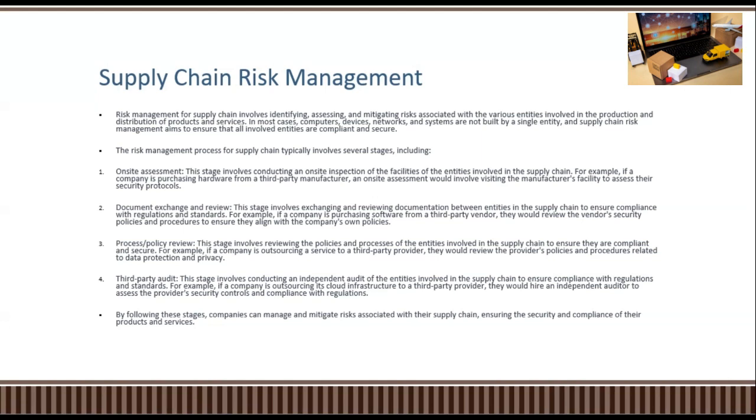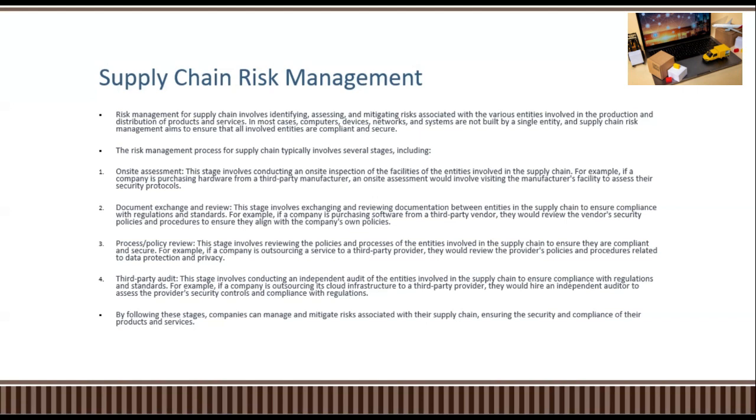For example, if a company is outsourcing a service to a third party provider, they would review the provider's policies and procedures related to data protection and privacy. Fourth, third party audit. This stage involves conducting an independent audit of entities involved in the supply chain to ensure compliance with regulations and standards. For example, if a company is outsourcing its cloud infrastructure to a third party provider, they would hire an independent auditor to assess the provider's security controls and compliance with regulations.